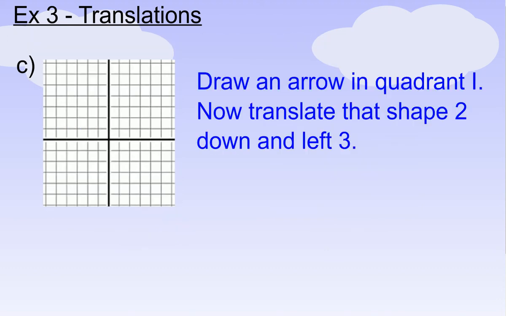Alright, so what I'd like you to do in letter C here is draw an arrow in quadrant 1. Now, you can make a simple arrow. My arrow is probably going to look something like this. You can make it facing up or down or left, right. Just make sure it's in quadrant 1. That's this one. Now, in this problem, I want you to translate that shape down 2 and left 3. So any arrow you want, translate it down 2 and left 3.